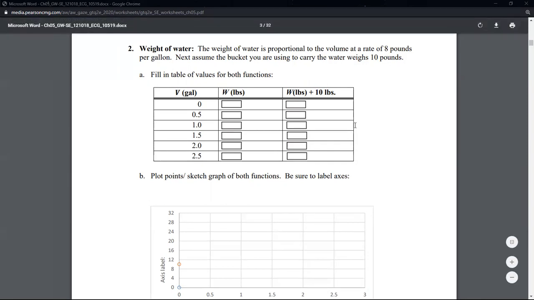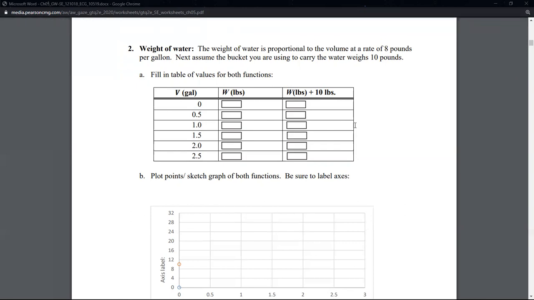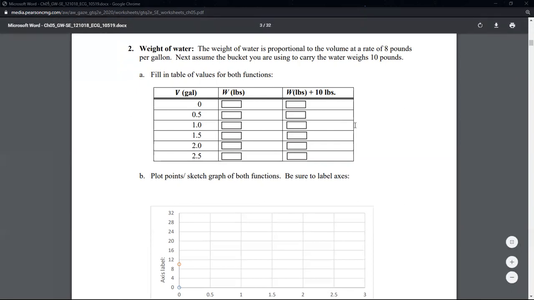So assume that the bucket you were using to carry this water weighs 10 pounds. That's a heavy bucket. I don't have any buckets that weigh that much. So it's a gold bucket or something, or an iron bucket. Me, I've got plastic buckets for my water, but that's me. But it doesn't matter, that's the point of the problem. Fill in the table for values of both functions. So what they are saying here is that the first column is ignoring the bucket. The second column is no longer ignoring the bucket.